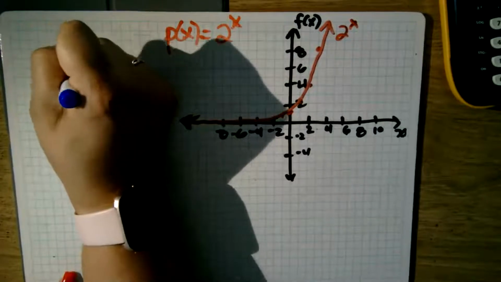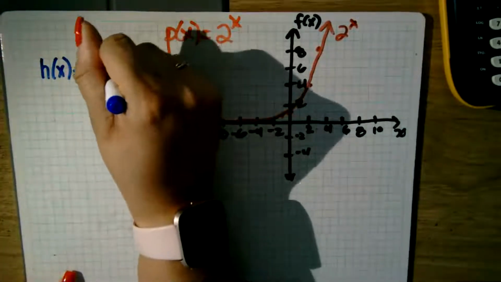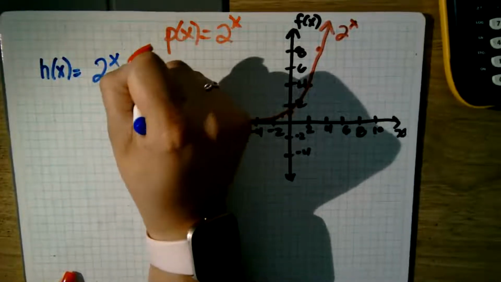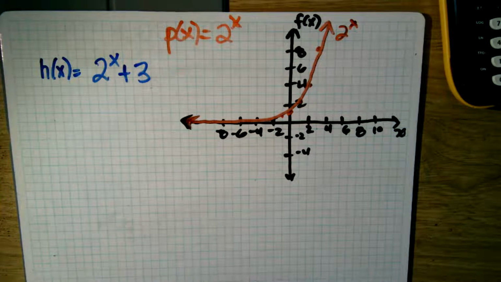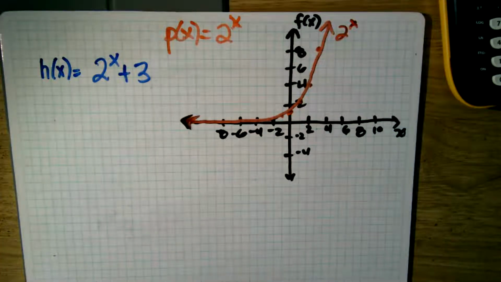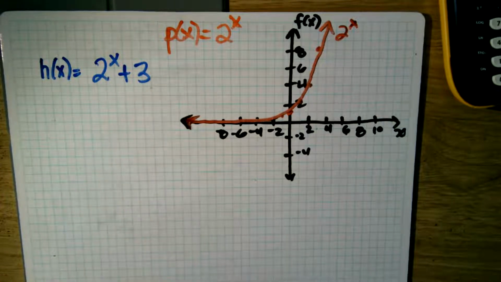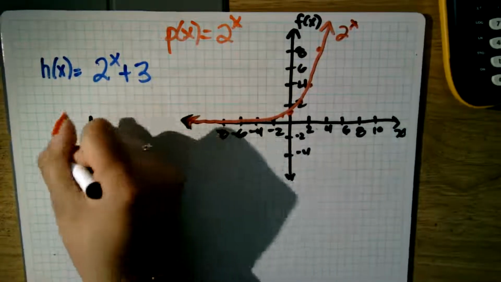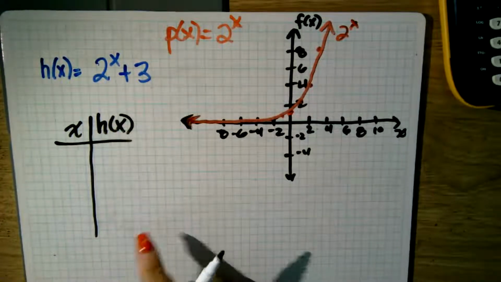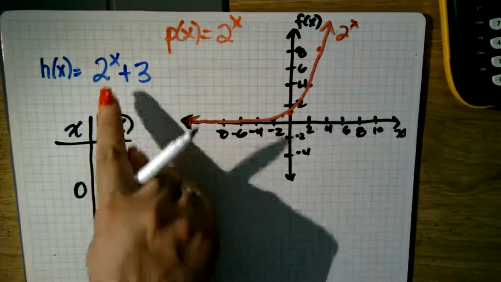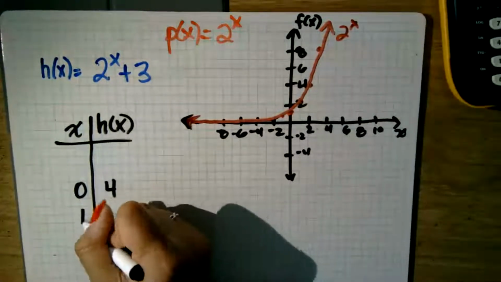Now watch, I'm going to graph H of X equals 2 to the X plus 3. Remember, the other one had a vertical translation 4 units down because it had minus 4. Now this one has plus 3. When in doubt, you always make a table of values. This is going to be my H of X now. 2 to the 0 is 1, plus 3 gives me 4. Let's see H of 1.